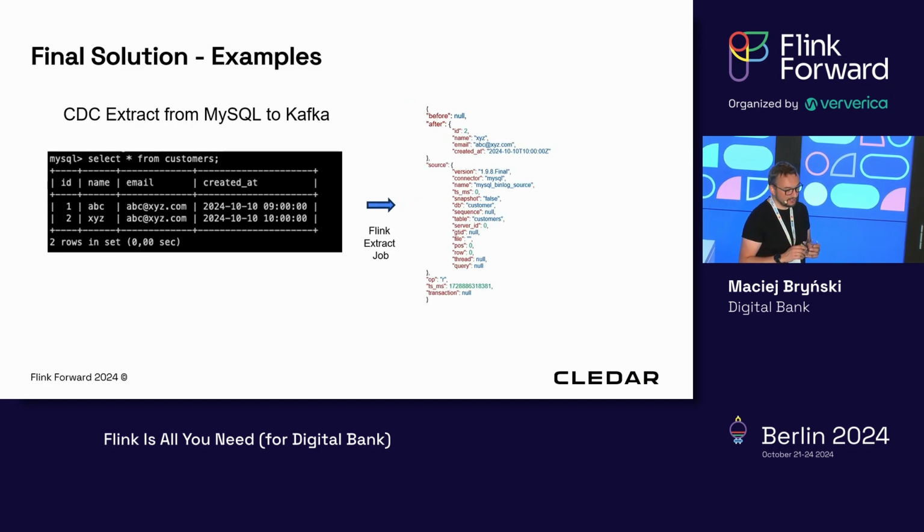And let's finish with some examples. So this is the extract job. On the left-hand side, we have the customer database, so you can see the records, and on the right-hand side, this is how the record representation looks in Kafka. This is the so-called Debezium format, and you have a bunch of metadata, and at the top, how the record looks. So all the columns are there.